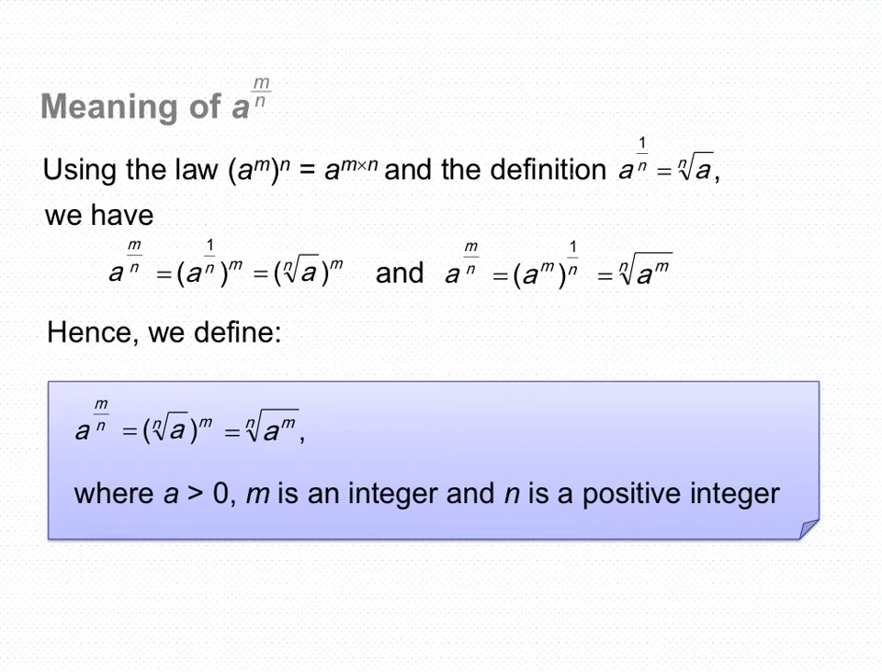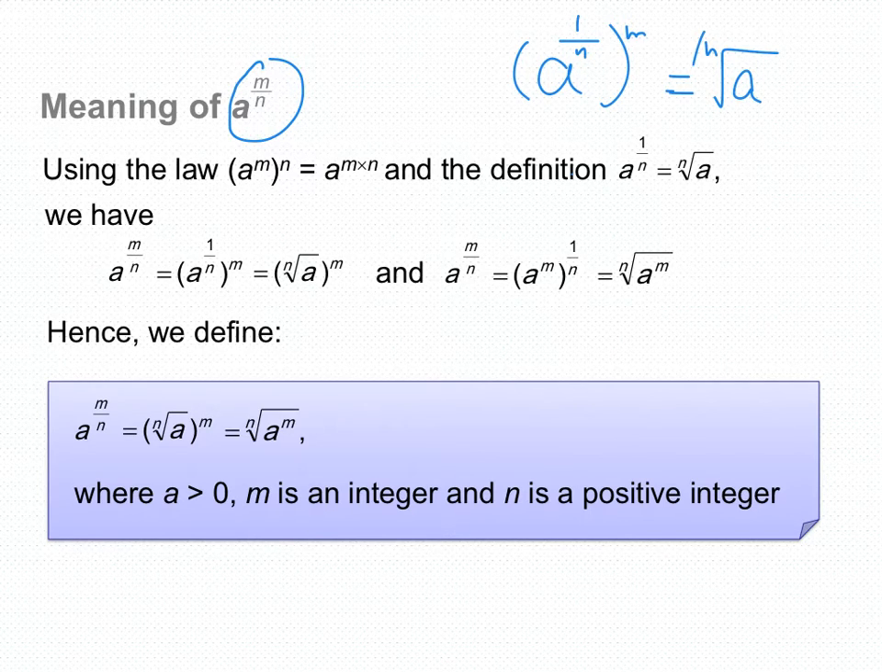If the index is like m over n, that means a to the power 1 over n times m. That means the nth root of a to the power m. This is the result here.